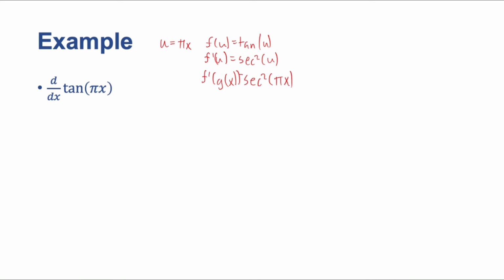Forgot my equal sign in there. All right, and now we just need to take the derivative of pi x, which is super easy. It's just going to be pi. That means that our derivative will be secant squared of pi x times pi. And that is it for the second example.